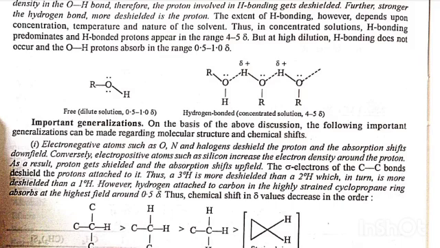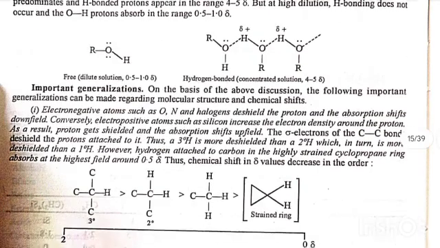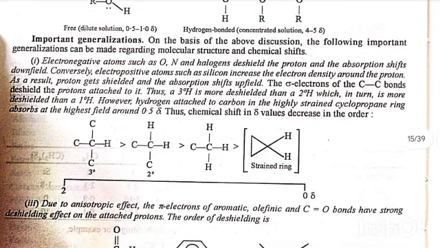Thus, in concentrated solution, hydrogen bonding predominates and hydrogen bonded protons appear in the range of 4 to 5 delta. But at high dilution, hydrogen bonding does not occur and the oxygen-hydrogen protons absorb in the range 0.5 to 1.0 delta. Important generalizations. On the basis of the above discussion, the following important generalizations can be made regarding the molecular structures and chemical shifts.